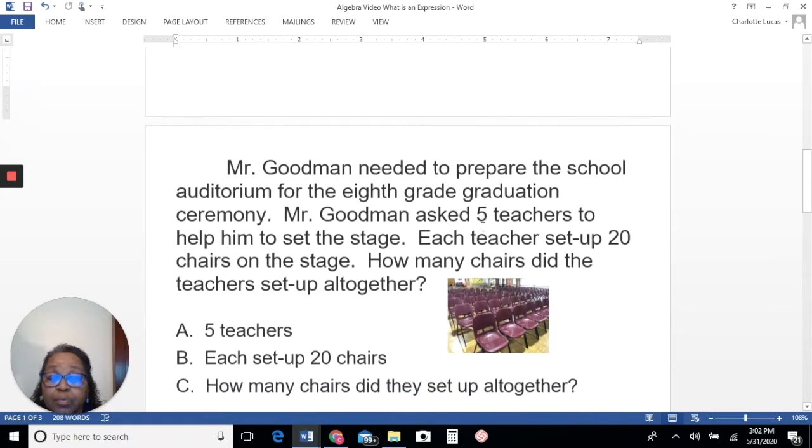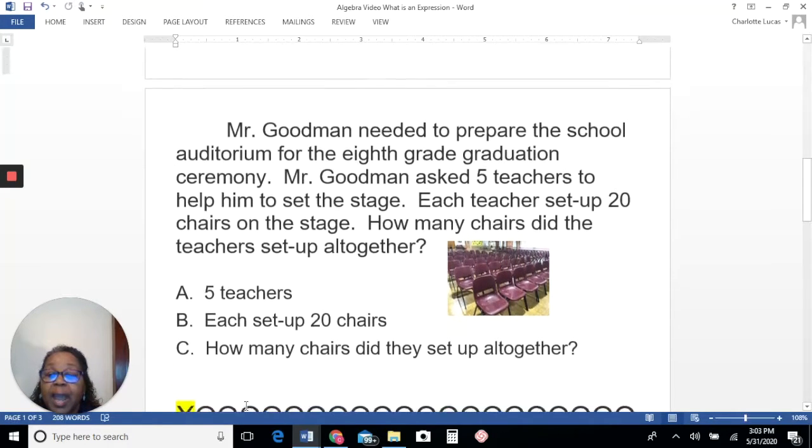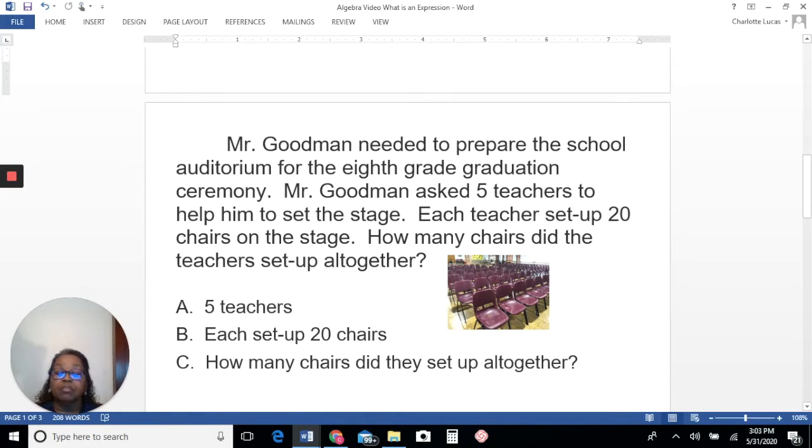So we need to break this problem into parts. Part A would be that there were 5 teachers. The B part of this would be that each set up 20 chairs. And the C part of it would be how many chairs did they set up altogether? We can create an expression using it, but how can I solve the problem? First of all, I know that I have 5 teachers and each teacher set up 20 chairs. We need to find out how many chairs altogether. I know that means addition, but this is a little bit different. Each teacher set up 20 chairs, and I need to figure out how to solve that.